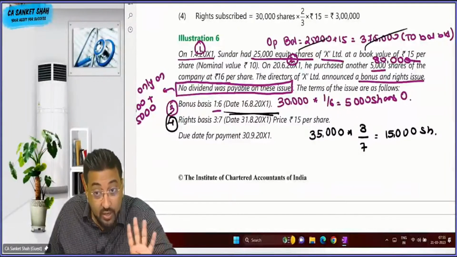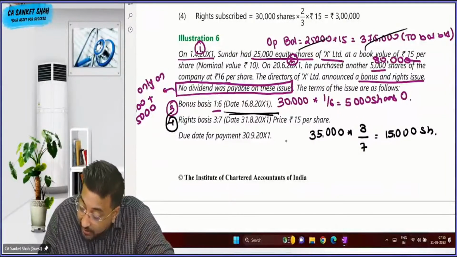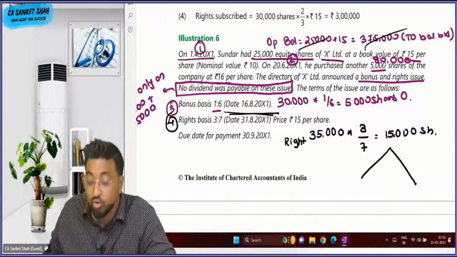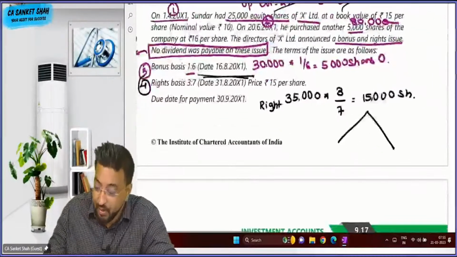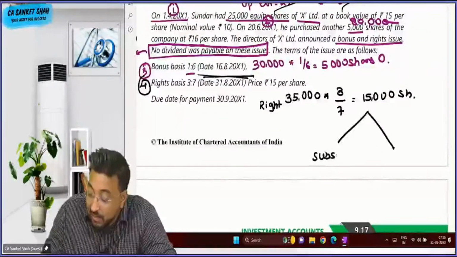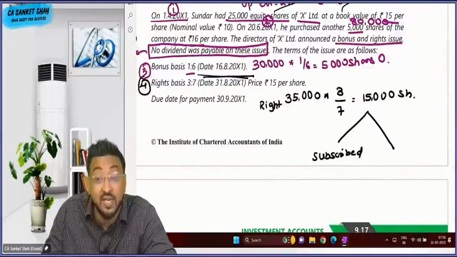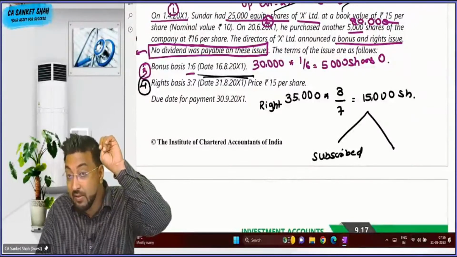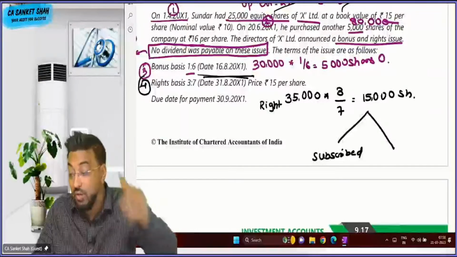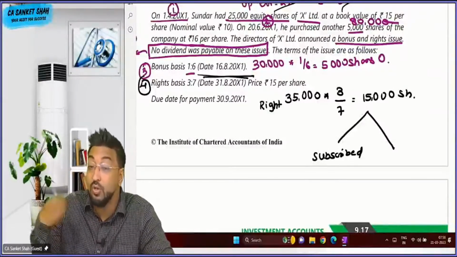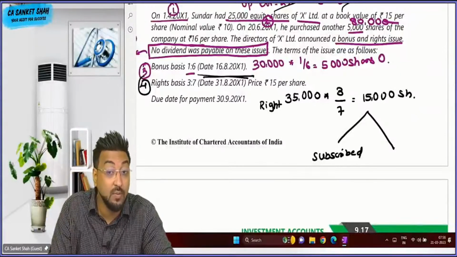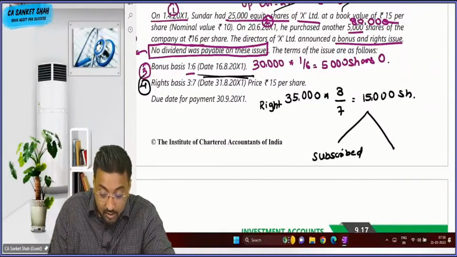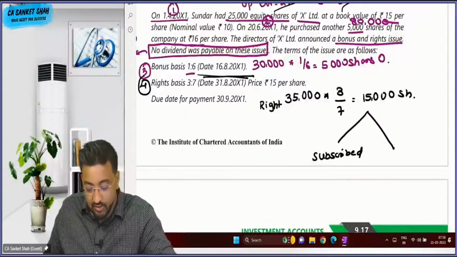Wait, this is the right which is given. Now out of this, now Sundar will decide. Either he will subscribe, subscribe means he will purchase shares, or beta, you remember that right shares chapter, bonus and right issue. What is the second option beta? Second option, chalo yaad karo. राइट शेयर्स के साथ क्या किया जाता है?